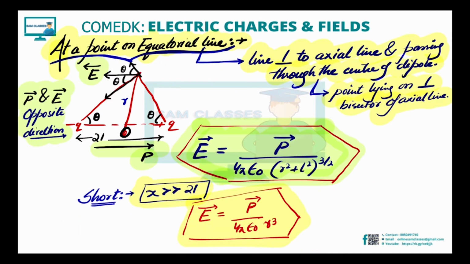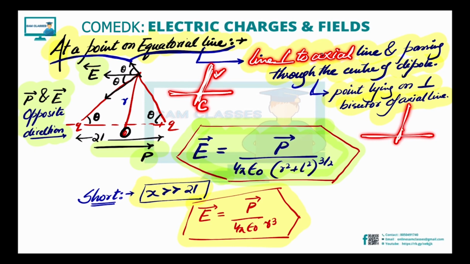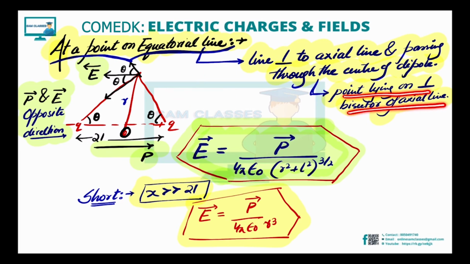Coming to the next, the equatorial. Now again we need to understand what an equatorial line is. Pretty simple. It is the line which is perpendicular to the axial. So this is my axial line. The line which is perpendicular to the axial and passing through the center of the dipole. So two conditions: it should be perpendicular to the axial line and it should pass through the center. So basically, it is just the perpendicular bisector of the axial line.